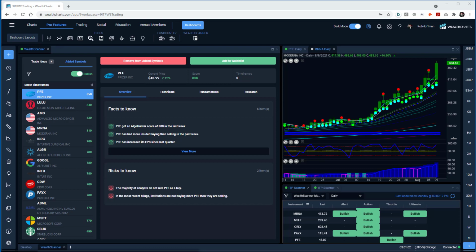Use some top-down analysis. Find out which sectors are the hottest. Look for Wealth Scanner. We have a new tool, a sector scanner, being released in Wealth Charts very soon. I was playing around with it earlier today. Super excited. So we look at Pfizer. We look at Moderna. Those have been showing up and even now are still performing very well inside of Wealth Charts.